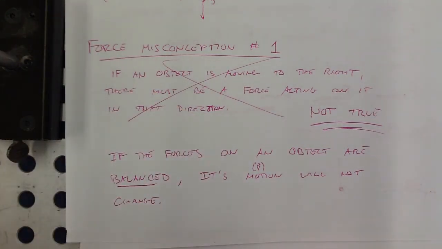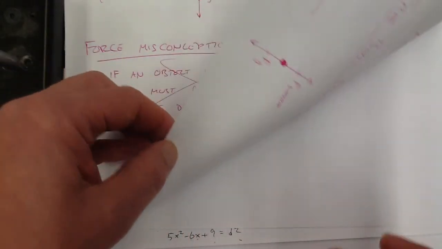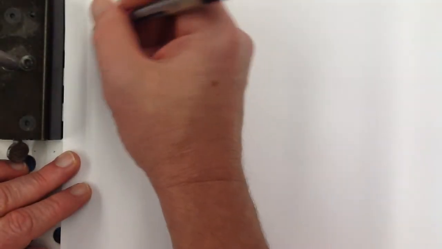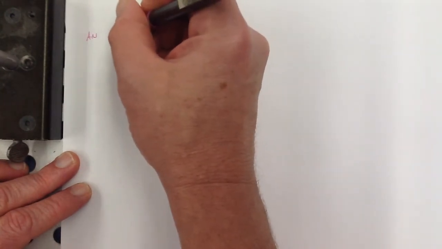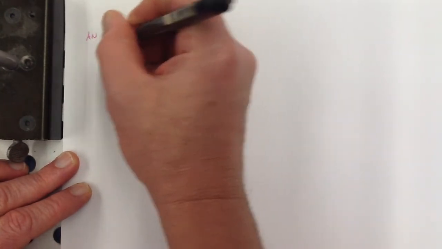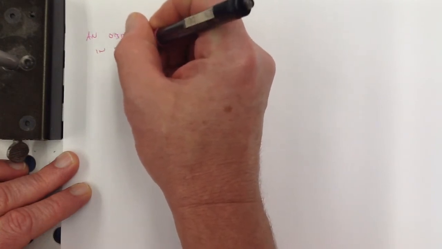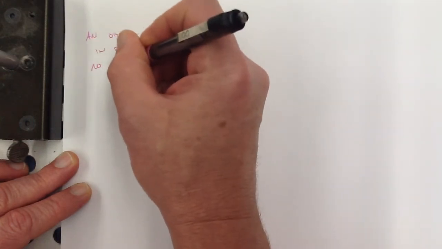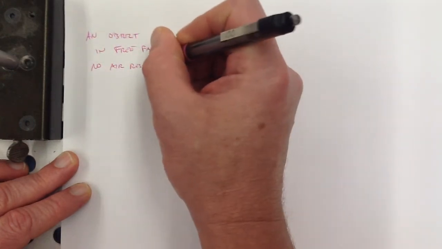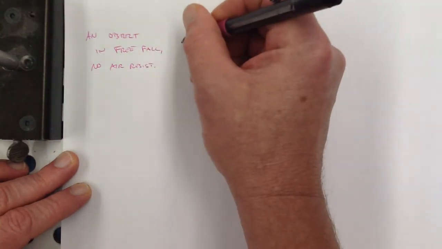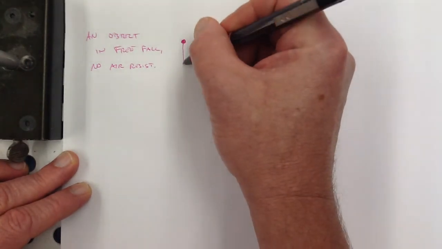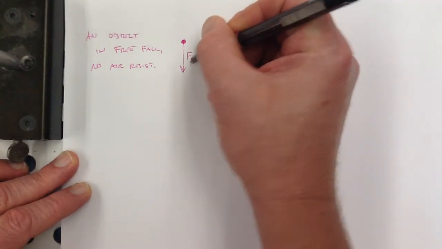All right, I think that's pretty much all you need to know. I'm just going to give you a couple more quick examples of force diagrams and leave you to it there. An object in free fall, no air resistance. Well, if there's no air resistance, then there's no supporting force. What is there on this object? There is only the force of gravity.